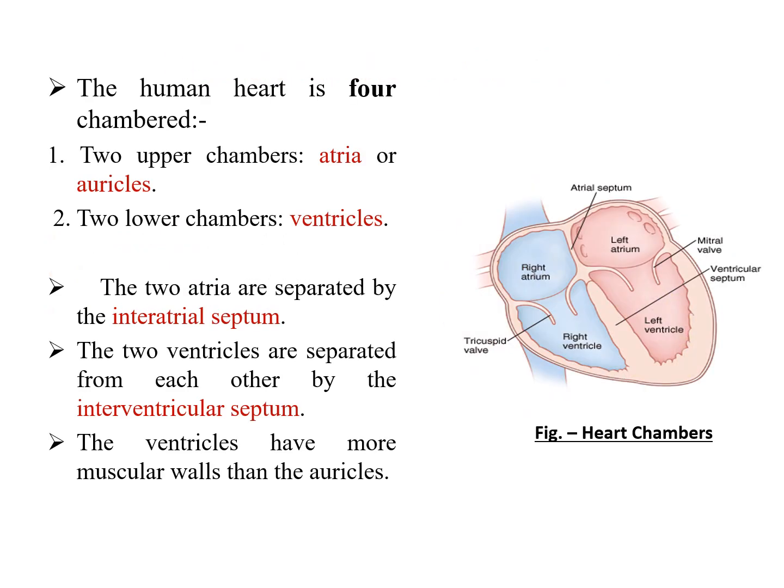Internally, the heart is divided into 4 chambers. The upper 2 chambers are known as atria or auricles and the lower 2 chambers are known as ventricles. The 2 atria are separated from each other by a muscular wall known as the interatrial septum. Similarly, the 2 ventricles are also separated from each other by the interventricular septum.